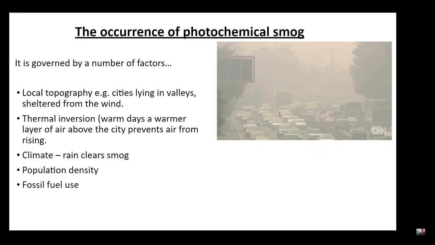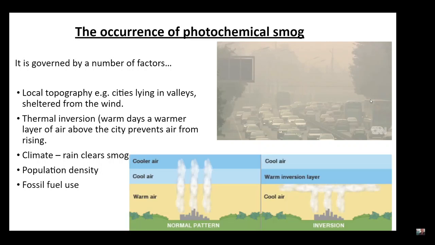But we have local topography. For example, cities lying in valleys, sheltered from the wind, tend to have more. Thermal inversion: a warmer layer of air above the city prevents air from rising, so it keeps the stuff in. Climate, right? If you have more rain, it clears smog. If you have a higher population, that's definitely going to dictate how much smog you have, and then just the amount of fossil fuel use in an area.